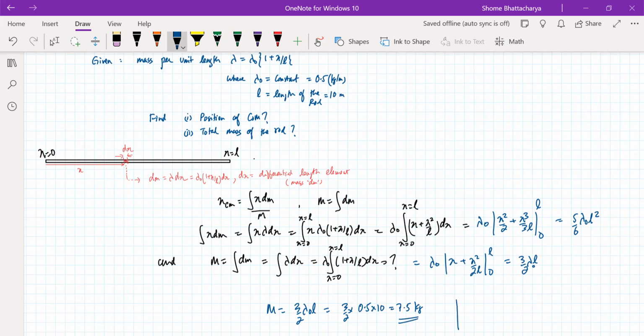Okay. And the position of the center of mass, which is integration x dm divided by total mass, is now becoming 5 by 6 lambda naught L square over 3 by 2 lambda naught L. So it will always come as a factor of L. Understood? Yes. So how much is coming here? It is coming as, Sir, 5L by 9. 5L by 9. So you can see it's slightly greater than 1 by 2, you know? Yes, sir. So in terms of L, it is coming this. So numerically, it will come as 50 by 9, or 5.56 meters, something like that.